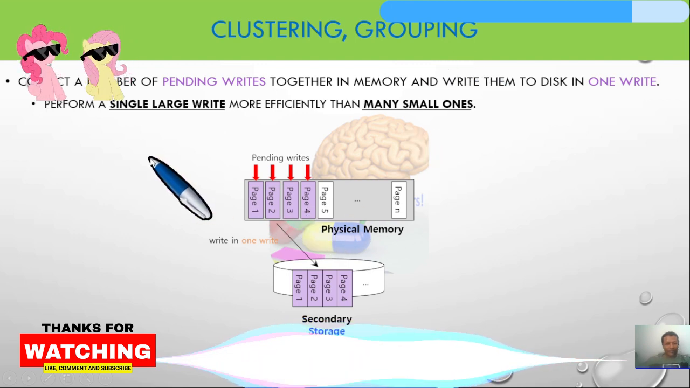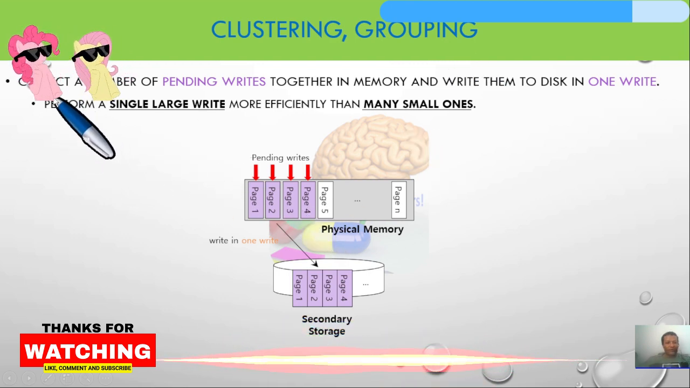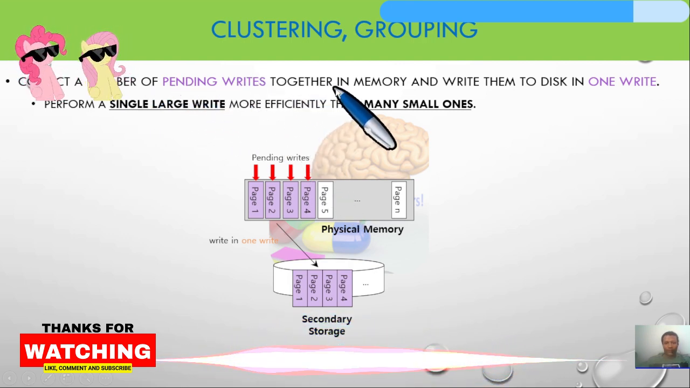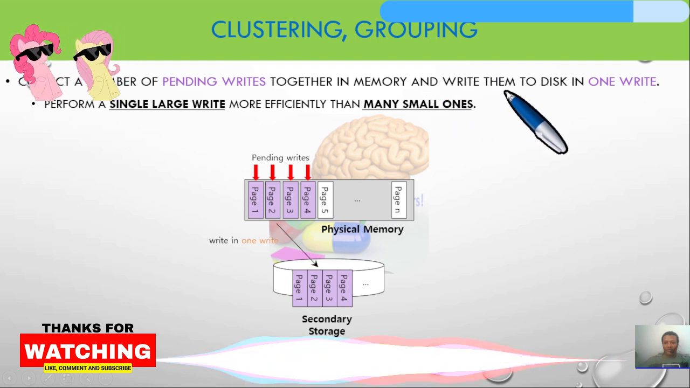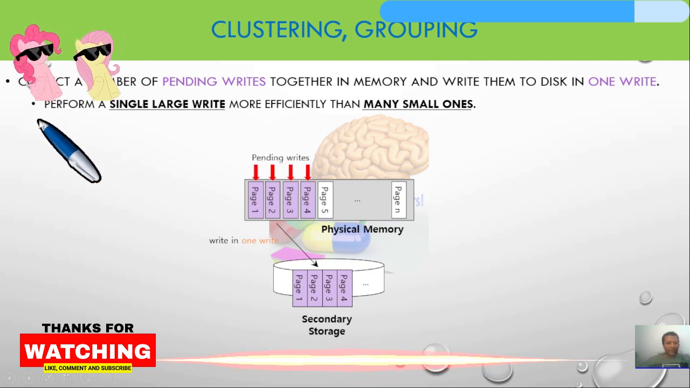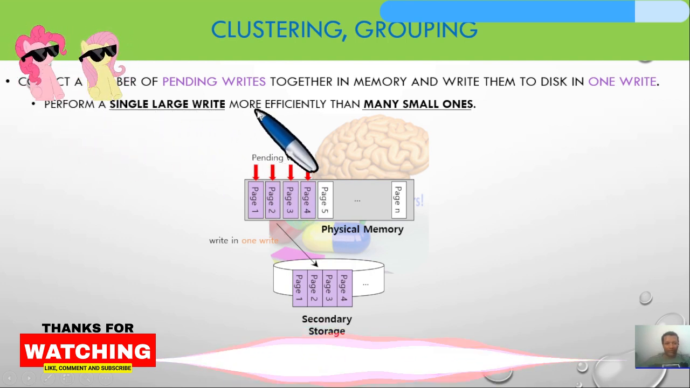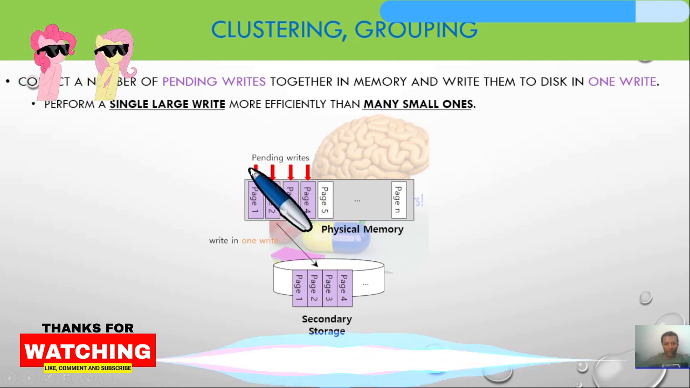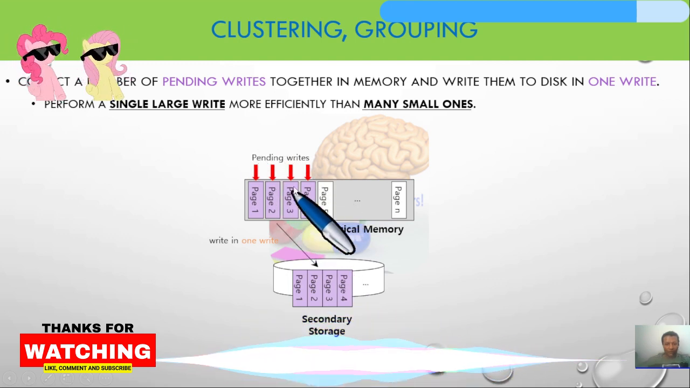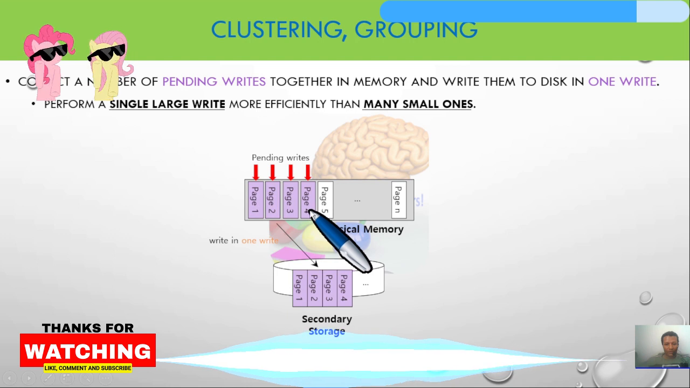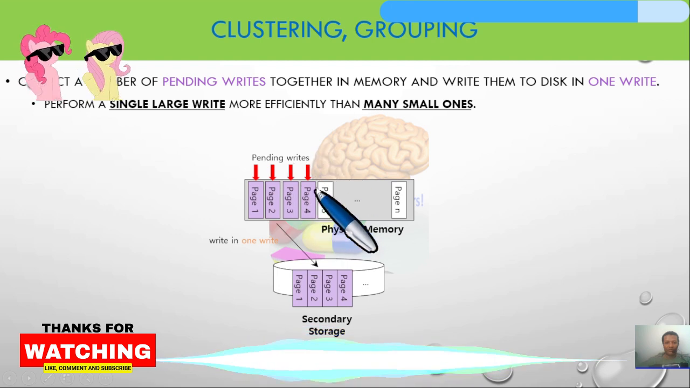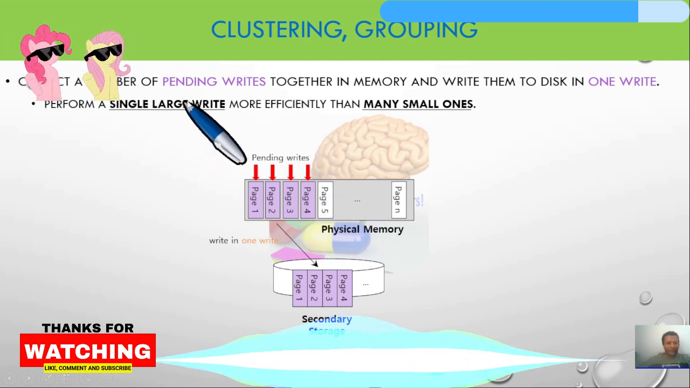Clustering and grouping is another term you should know. Collect a number of pending writes together in memory and write them to disk in one write, because a single large write is more efficient than many small ones. As you can see here, pending writes 1, 2, 3, 4. Instead of sending them one by one, just write all these pages in one write to the secondary disk, because they are modified and they are dirty pages.